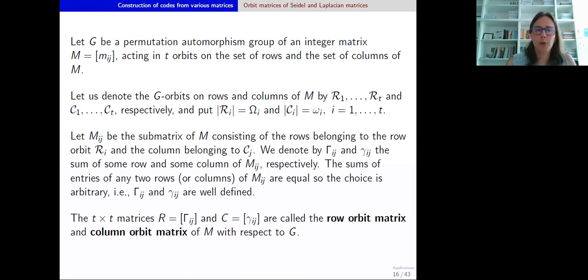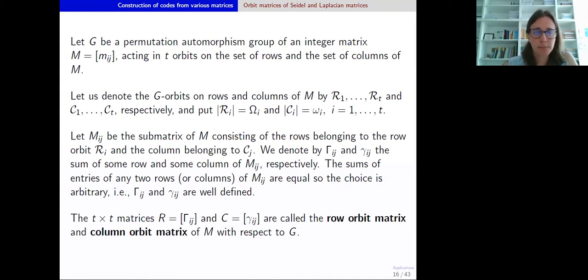So how can you now define an orbit matrix of these integer matrices? If you take G to be a permutation automorphism group of an integer matrix M, acting in T orbits on the set of rows and the set of columns.